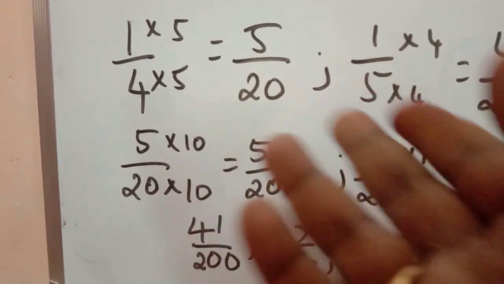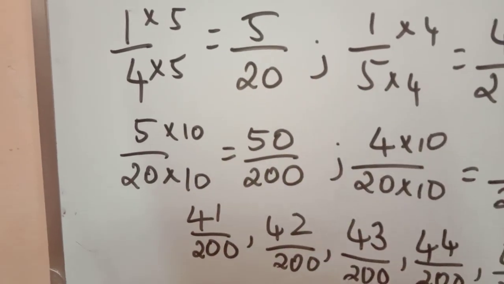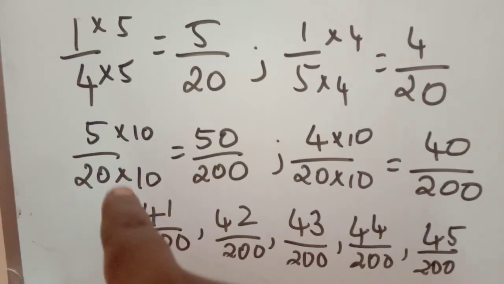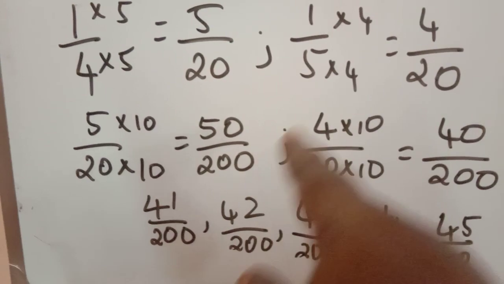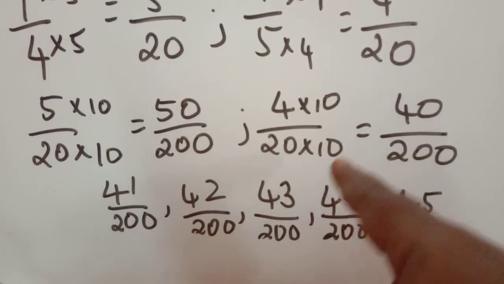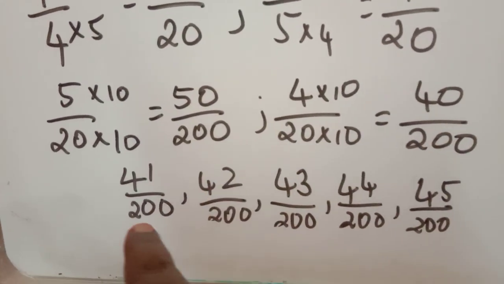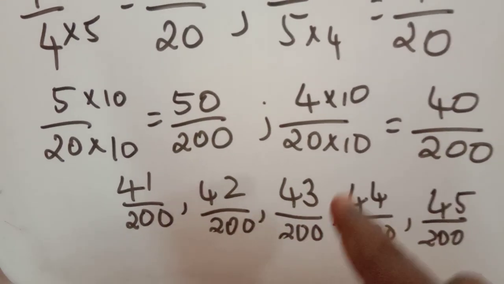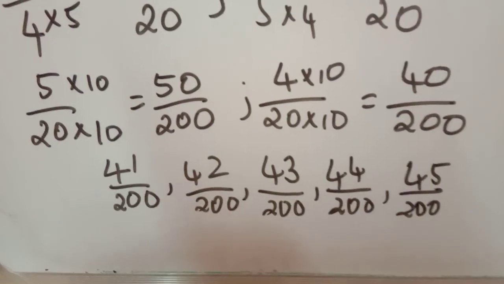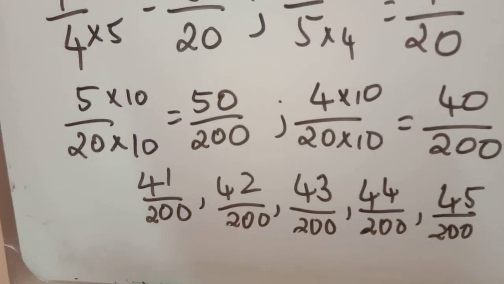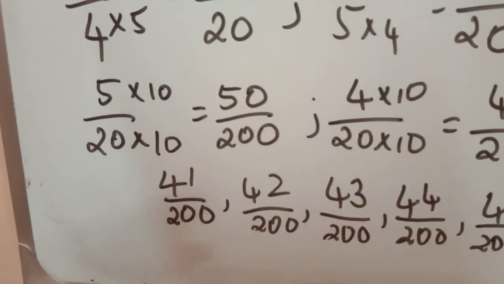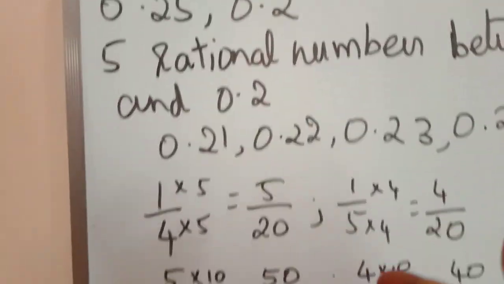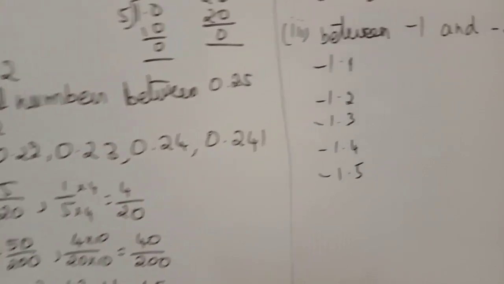So any number you can multiply. You can multiply by 10, you can multiply by 8, 6, 10, 12, 100, whatever it is. So I multiply 5 by 20 by 10 to make it as 200. Here also 4 by 20 into 10. So 40 by 200. Now 40 by 200, so 41 by 200, 42 by 200, 43 by 200, 44 by 200, 45 by 200. 5 numbers I have written. Instead of 10, you can multiply by any number, but you have to write any 5 numbers. So this method also correct, this method also correct. Any numbers you can write.